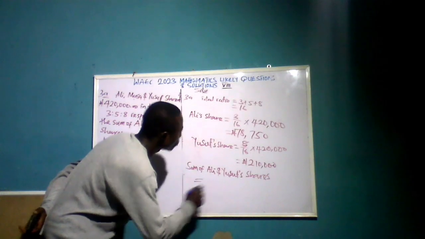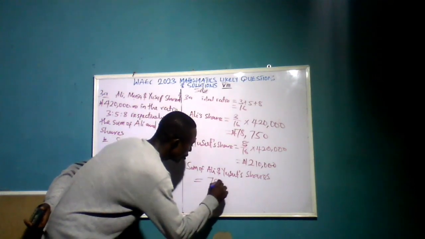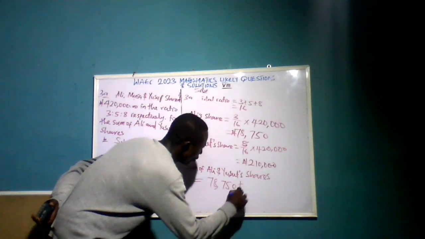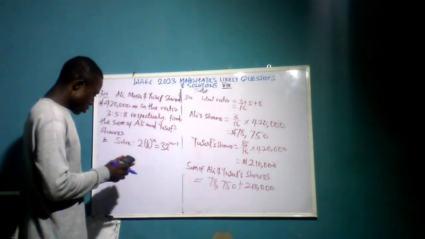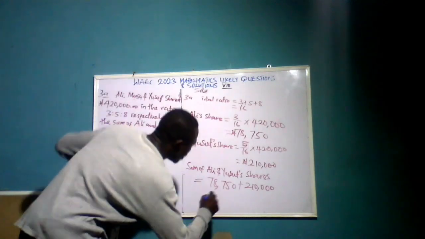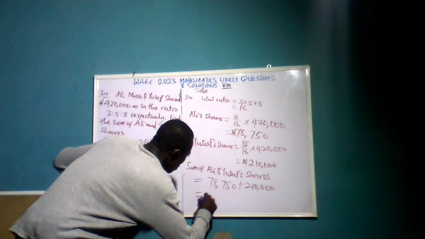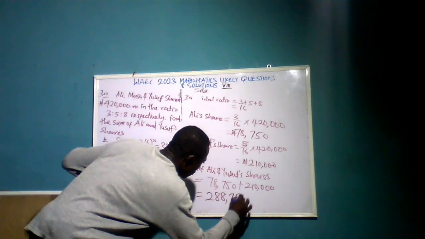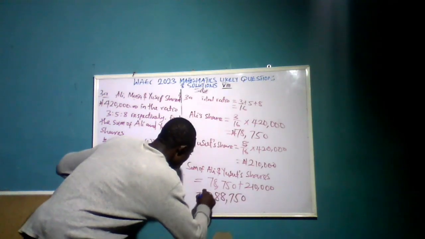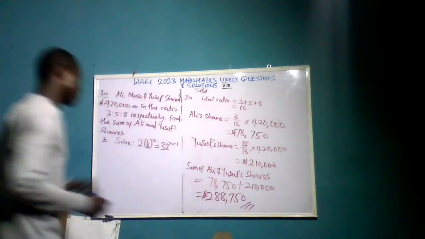Now, the sum of Ali and Yusuf's shares will be equal to 78,750 plus 210,000. Okay, so that will give you 288,750 naira. That's the final answer.